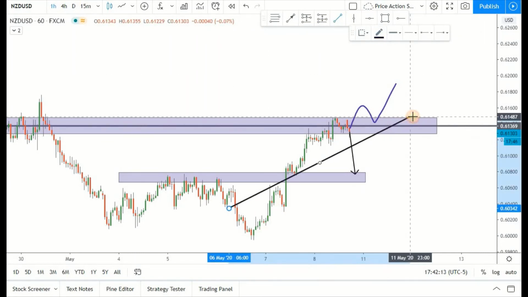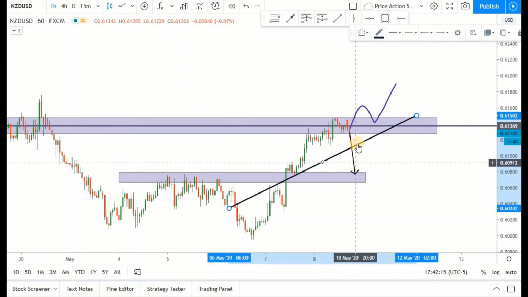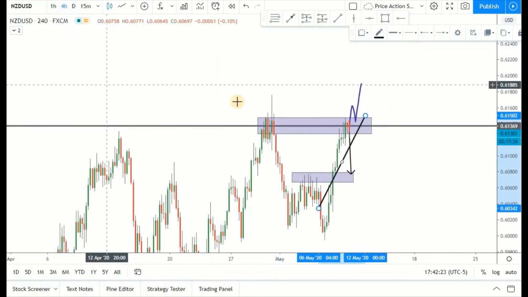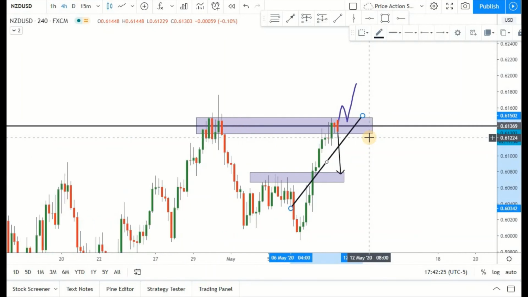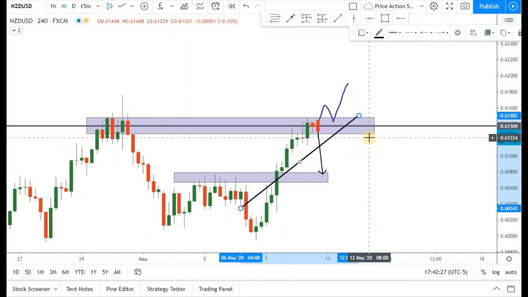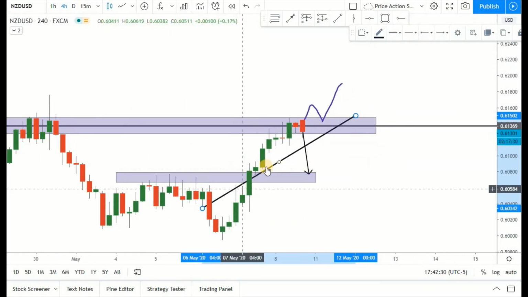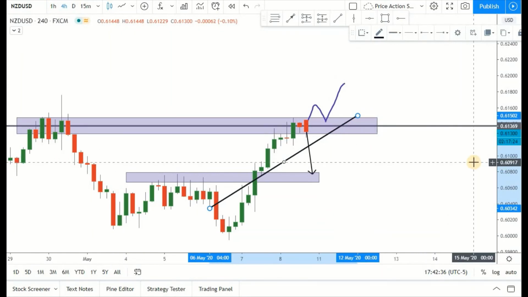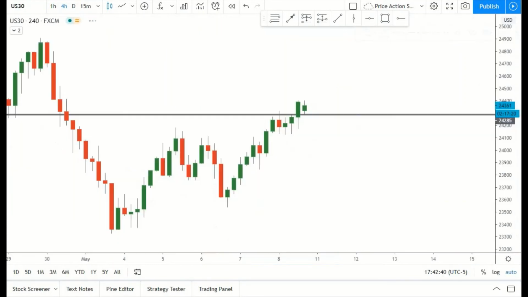Okay. You could definitely see a push down or up. But let's see how the market reacts Monday. For me, I think I'm going to sell if I get a confirmation to sell at this level right now. The price is at a very good level, so I think I'll be watching NZDUSD, AUDUSD.